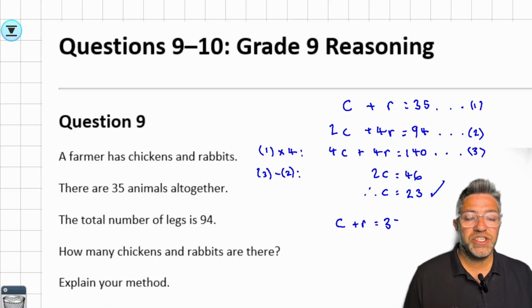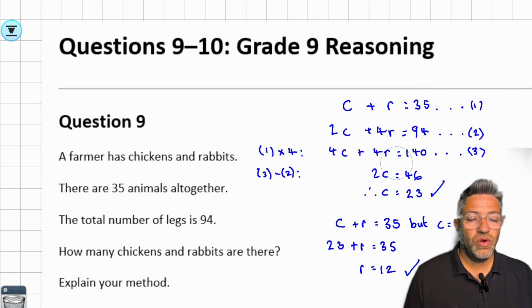And we've got to substitute in for our value of c. So c plus r equals 35, but c equals 23. Let's substitute in. 23 plus r equals 35. R equals 12. Let's just check. 23 add 12. Yes, it does equal 35. 2 times 23 is 46. 46 add 48. Yes, that does equal 94.